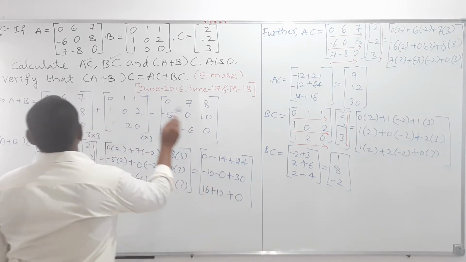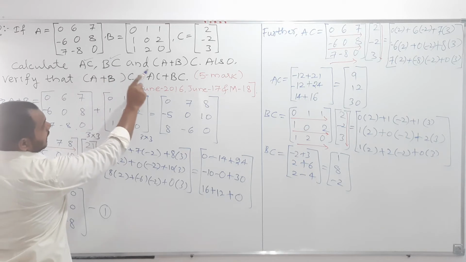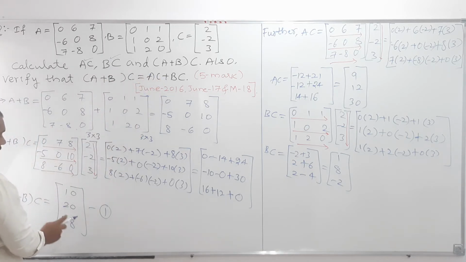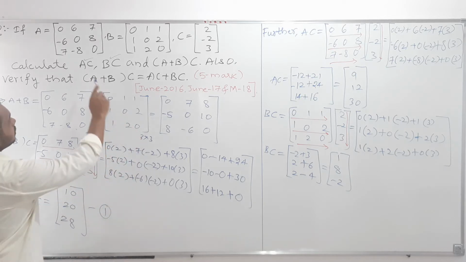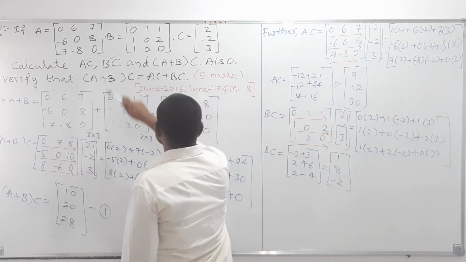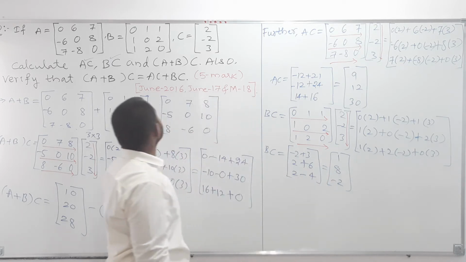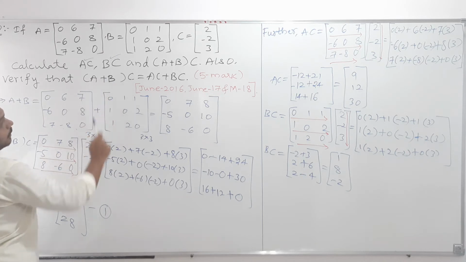Next, what they asked, my dear students, please observe here. They asked you to calculate AC, BC and (A plus B) into C. Already I calculated here. Yes. Next, they asked you to find the AC value. This is your AC value. Next, they asked the BC value. This is your BC value. And next, also verify that. They asked you to verify this result.